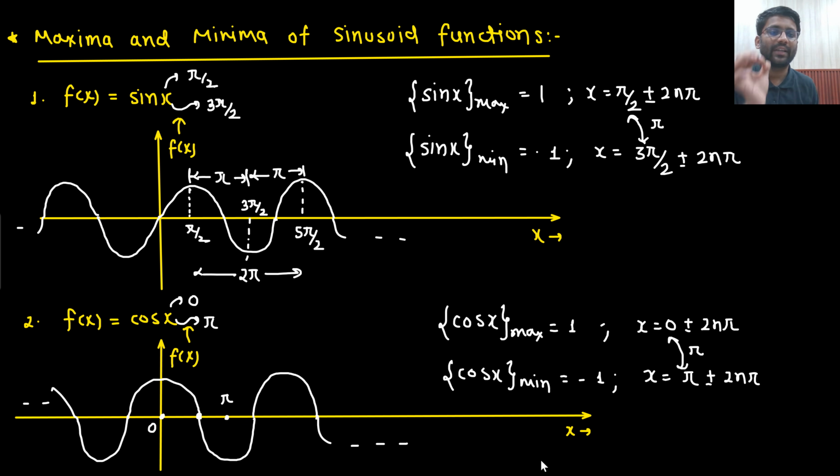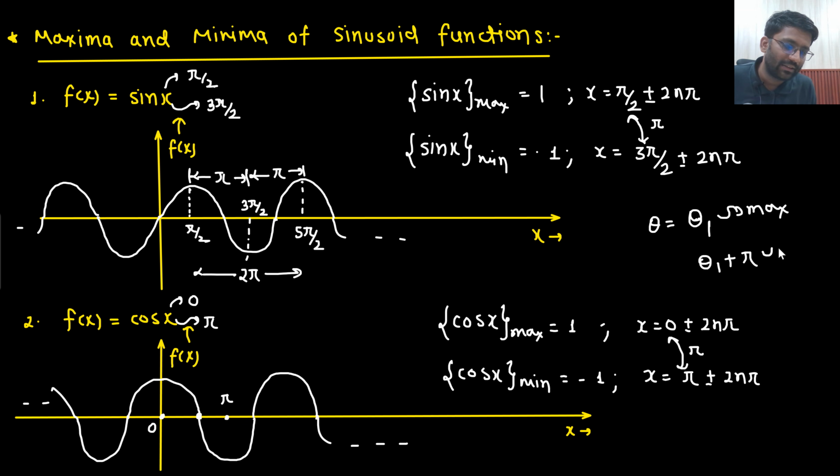So if I tell you, for a sinusoid, let's just say at angle theta equals theta 1 you are getting maxima, can you let me know where you will get the minima? Yes sir, minima I will get at theta 1 plus pi. Do you agree to this point or not?